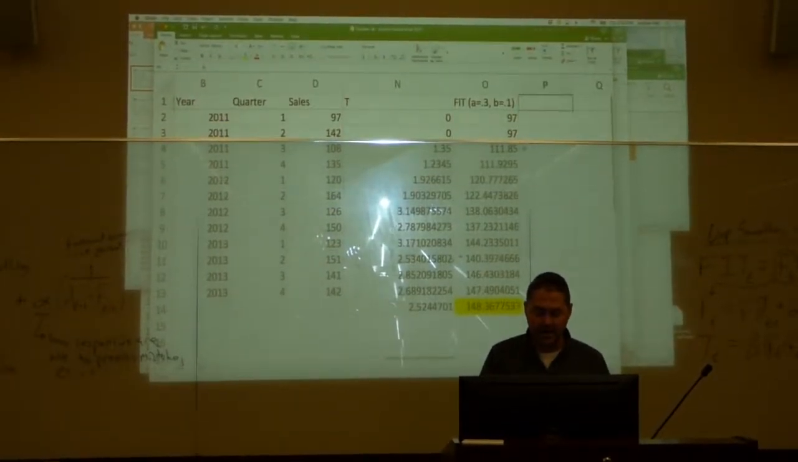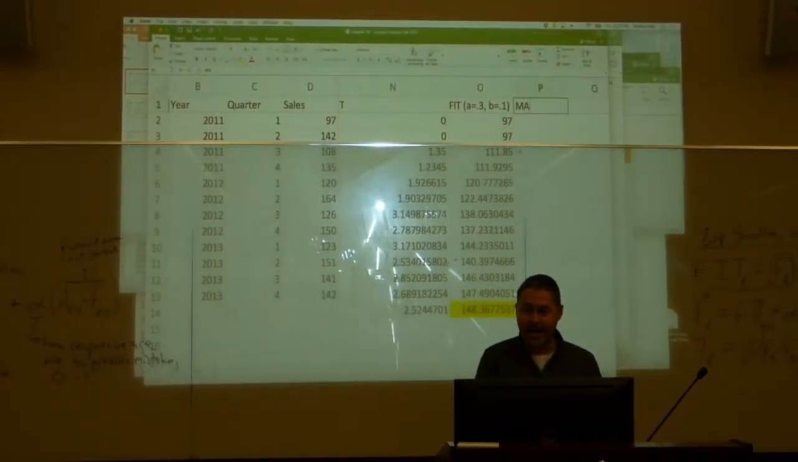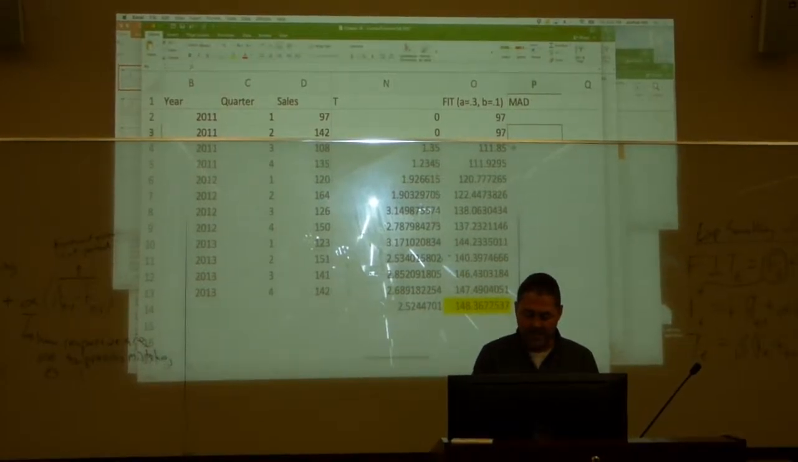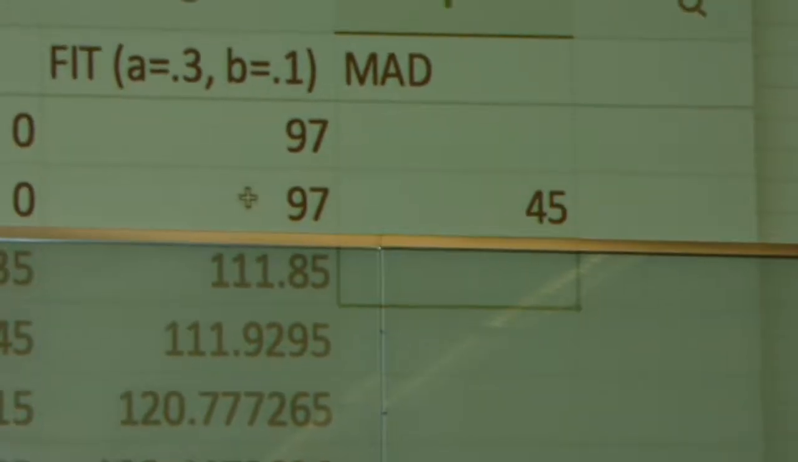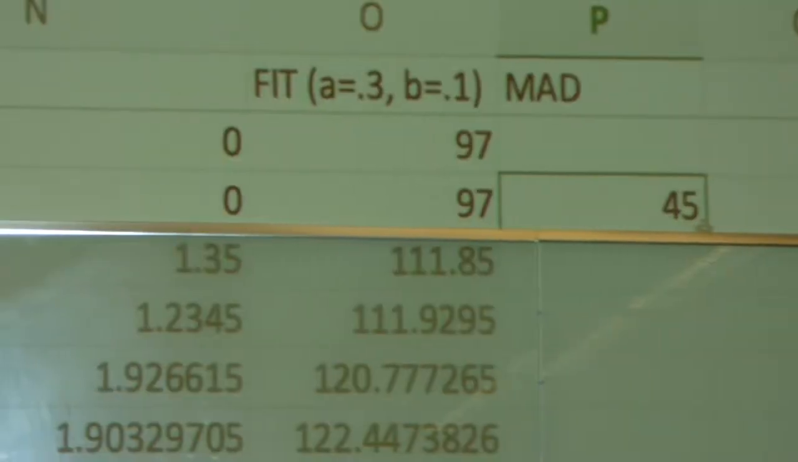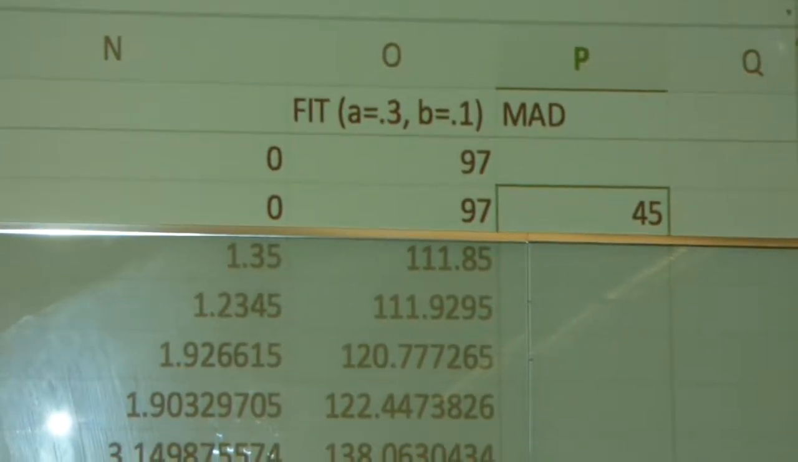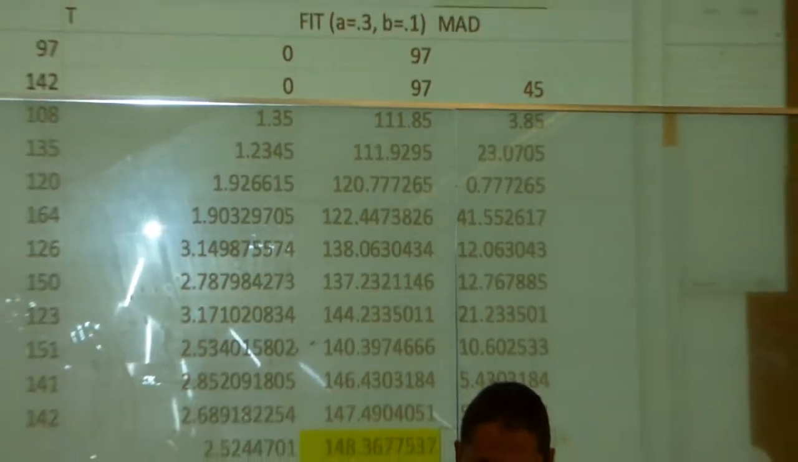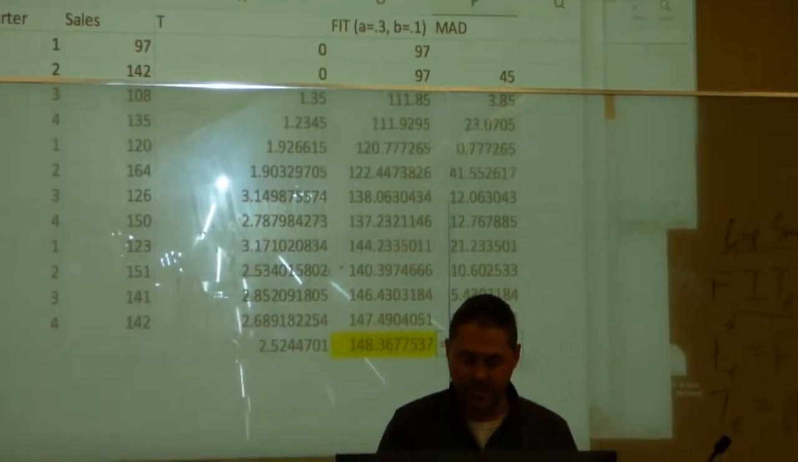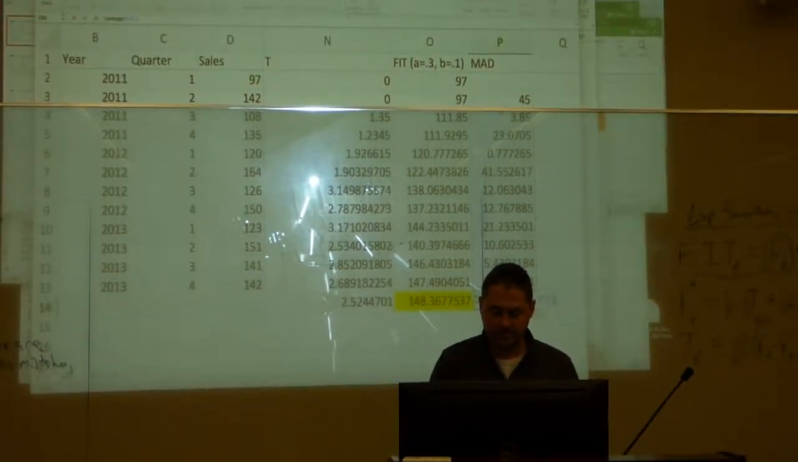Our last step is to calculate what? The MAD. Same way. Start with the second one. Equals ABS. This never changes. Actual minus the fit. 45, drag down, and hopefully this is becoming repetitive, equals average of that. You do ABS and then this one?